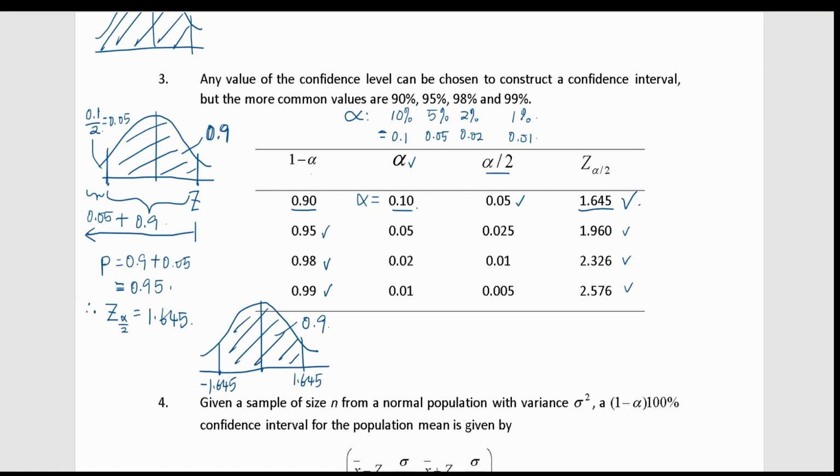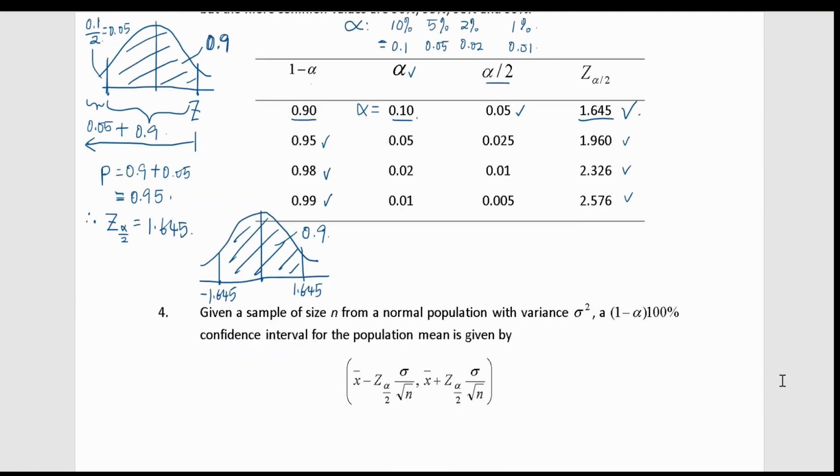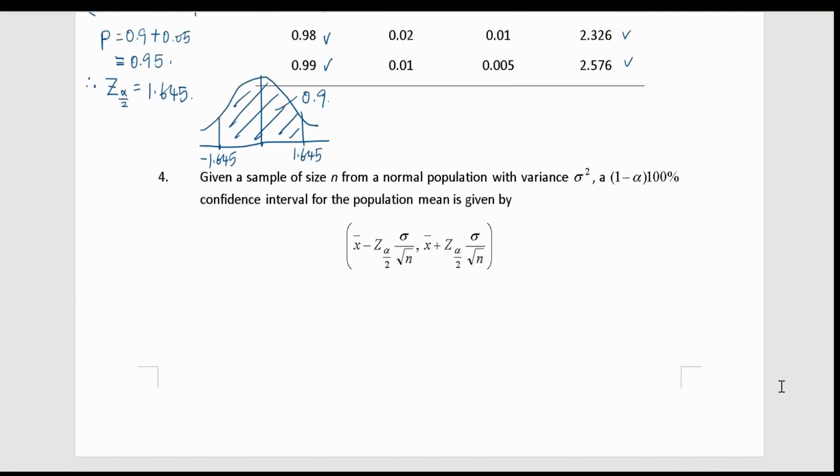Now, point 4 gives you the formula for calculating the confidence interval. Given a sample of size n from a normal population with variance sigma squared, the confidence interval for the population mean, at whatever percentage, is given by these calculations. The formula is here.